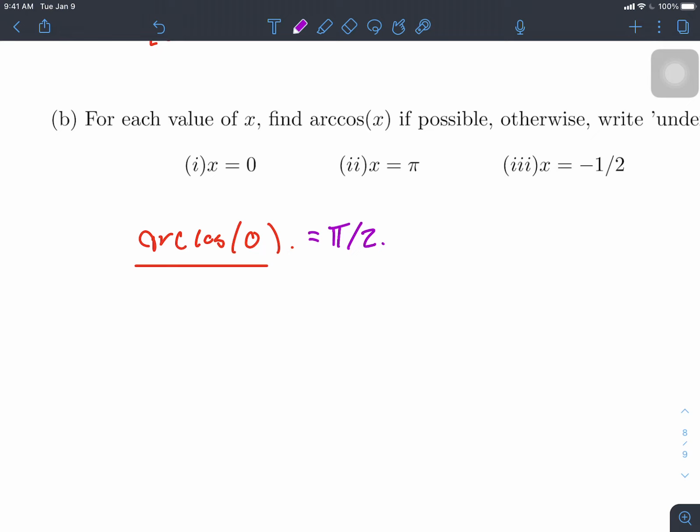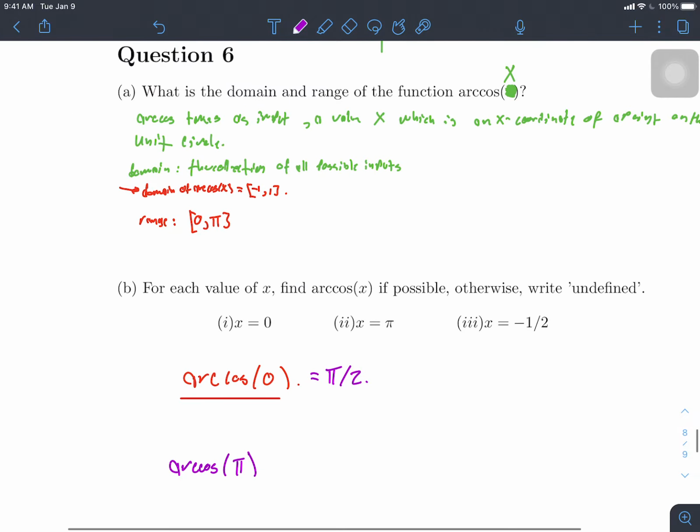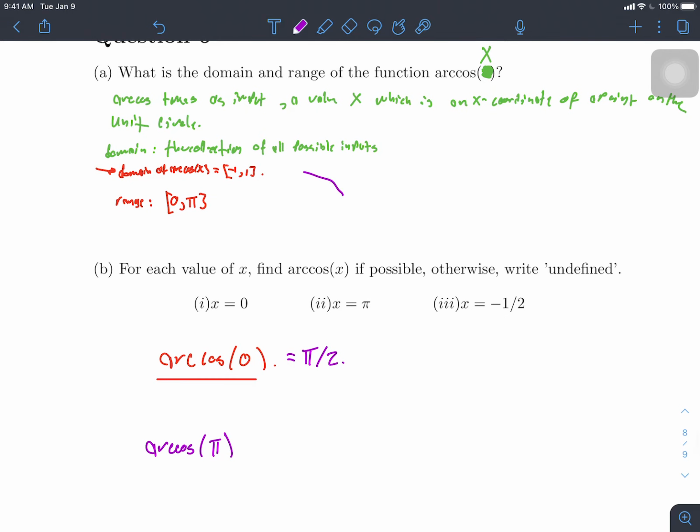Okay, the next one, we're supposed to do arc cosine of pi. Well, if we go back to part A, we said that the domain of our function is from -1 to 1. We can't plug in numbers which are larger than 1, and the number pi is larger than 1, so this is not defined.